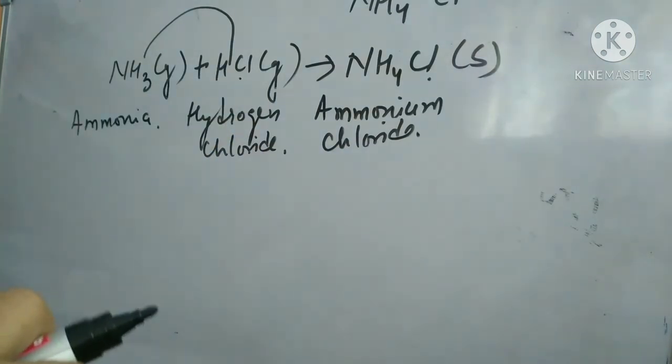Now another characteristic of a chemical reaction is change in energy. Some of the reactions take place by change in energy, where the energy released is in the form of heat and light.